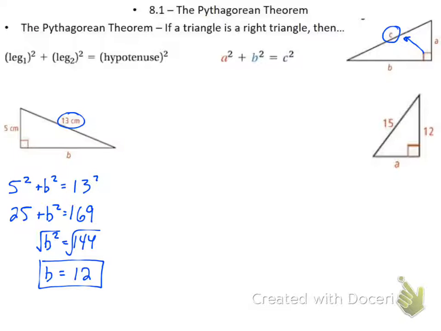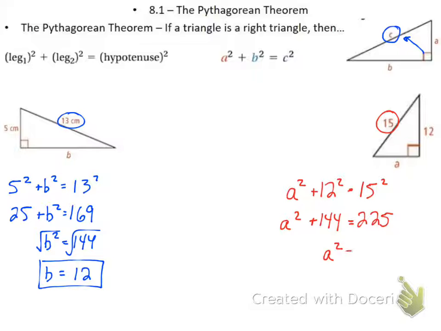With the second one, again, same thing. Identify the hypotenuse, which is 15. So I want to go a squared plus 12 squared is equal to 15 squared. So I get a squared plus 144 is equal to 225. Subtract the 144 to get a squared is equal to 81. Take the square root of both sides, and so a is equal to 9. Again, fairly easy. You're just solving for the variable.